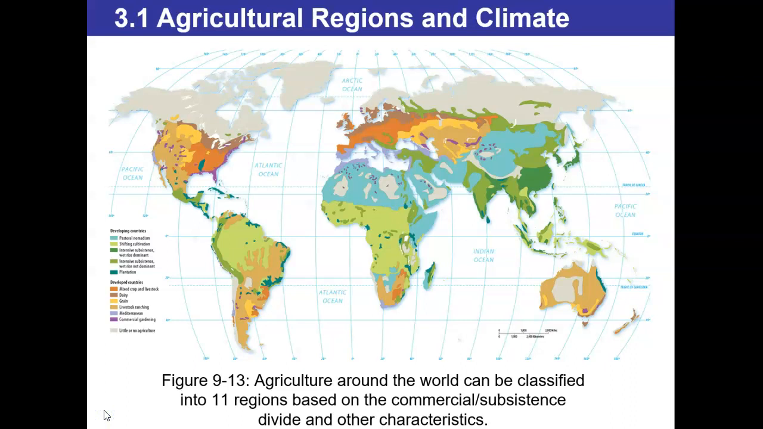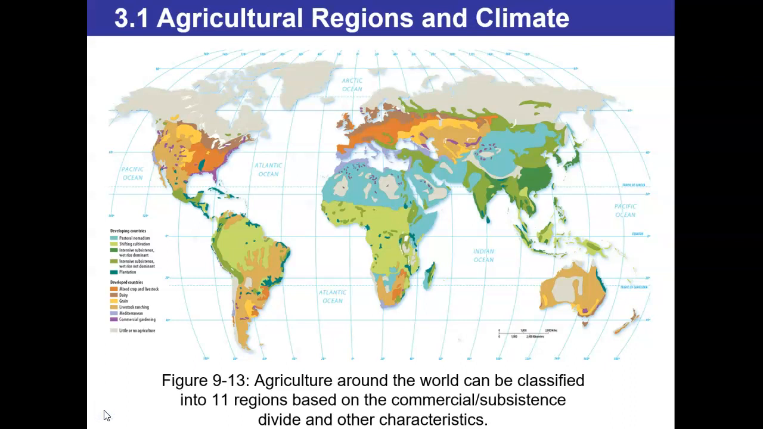For example, if you look at pastoral nomadism, this is going to be very predominant in agriculture in Southwest Asia and North Africa because of its dry climate. Looking at shifting cultivation, on the other hand, that is going to be predominant in sub-Saharan Africa, which happens to have a more tropical climate.